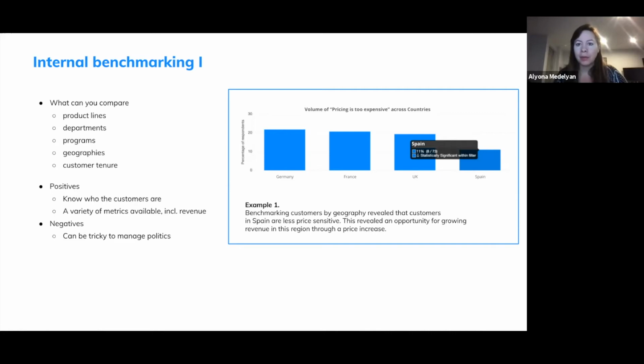So here's an example from one of our customers, but all of the data in the examples that I will use is heavily sanitized, and things change, which is why you see Spain in a slightly different color here. But what they were doing is they compared customers based on their geographic location. They looked at how the volume of people complaining about pricing being too expensive changes across the countries of that customer. And they found that customers in Spain have statistically significantly fewer complaints about pricing. So this indicated that there might be things that made Spanish customers less price sensitive. And this revealed an opportunity for increasing the prices and seeing if the revenue in this region can grow as a result.